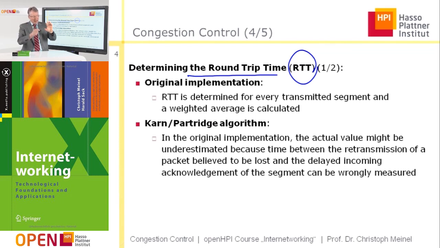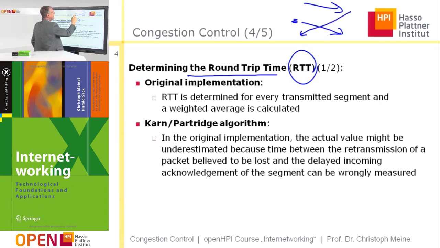So this late acknowledgement is taken into the computation as if this was the first transmission, this was a retransmission, and the acknowledgement comes here. So in the original computation of the round-trip time, this short time was taken into the calculation of the mean. And of course, this was a wrong value. The right value would be this one. And if this occurs several times, then the average is not well computed.